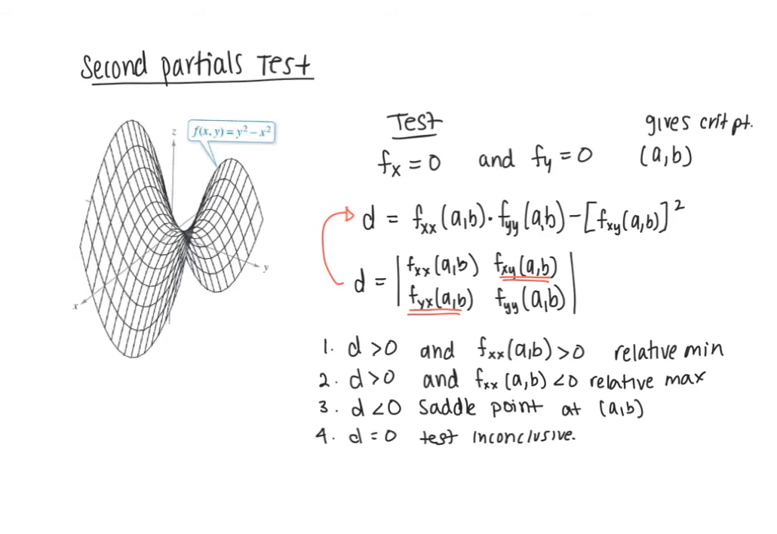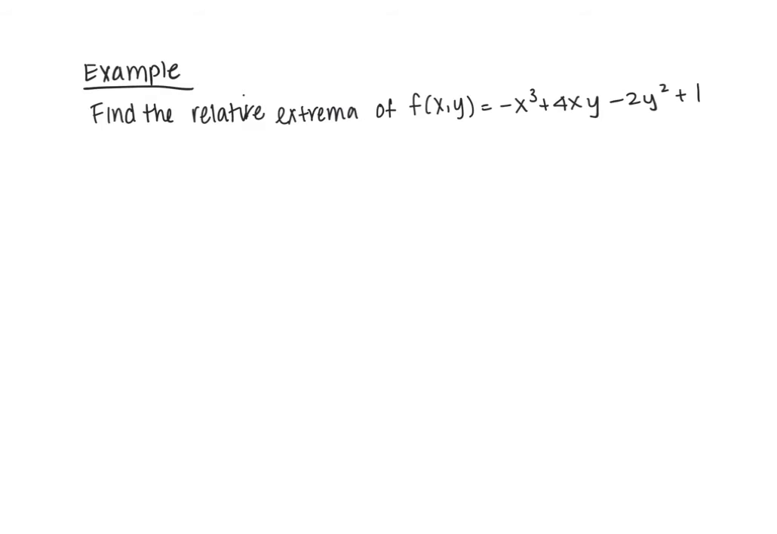So let's do an example where we try to figure out if it's a relative max, a relative min, or a saddle point. In this example, we're going to find the relative extrema of the function f of x,y equals negative x cubed plus 4xy minus 2y squared plus 1. So the first thing I need to do is figure out a critical point or critical points. And I'm going to do that by setting the partial derivatives equal to 0.